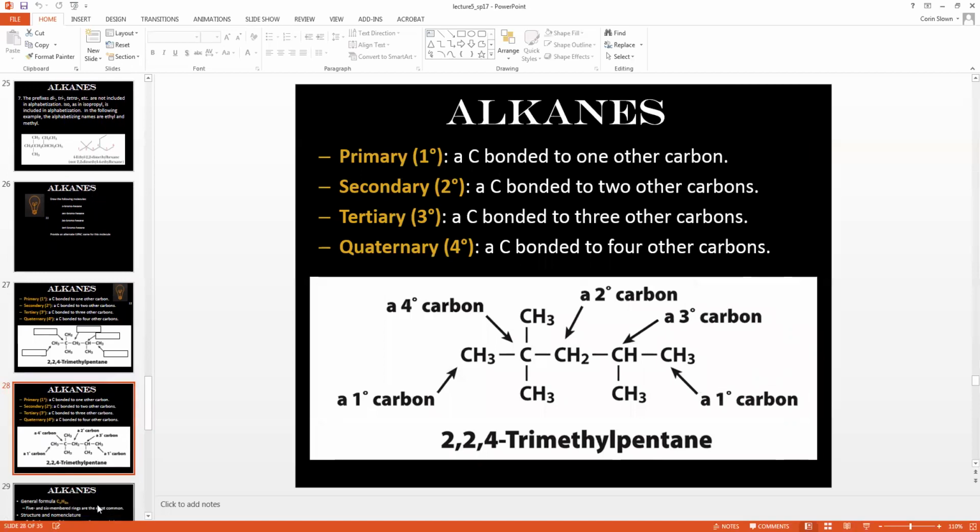So as you can see, how sterically hindered a compound is depends largely upon whether or not it's quaternary. Tertiary is still fairly crowded, as we can see here, whereas primary and secondary are less crowded.